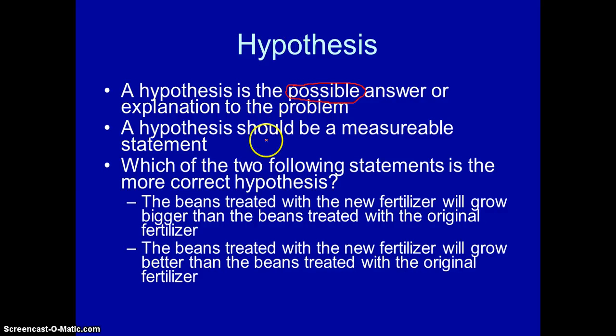For those of you who circled the top one here, the beans treated will grow bigger, that is correct. So again, the more correct hypothesis would use the term bigger. That's the one that we're looking for, instead of better. The reasoning, again, is that bigger is something that we could measure. We could see the size of the beans. But better could imply, well, were they more green? Were there fewer weeds? Were there other things? And see, there's a whole bunch of stuff that we can't really necessarily measure.